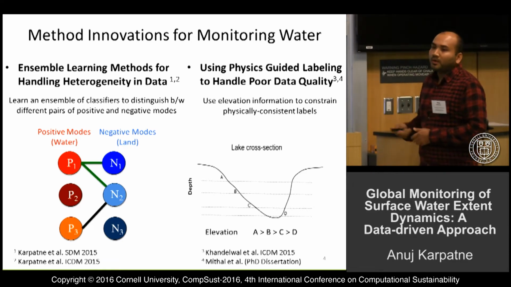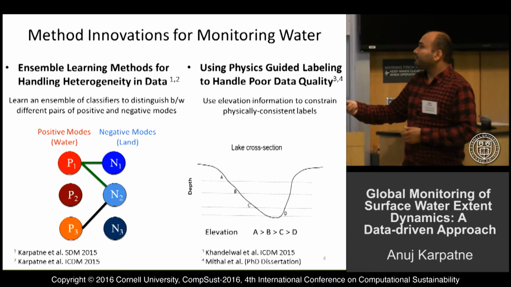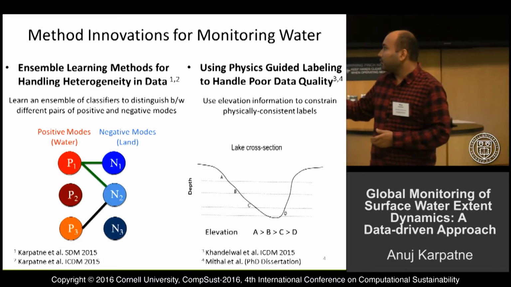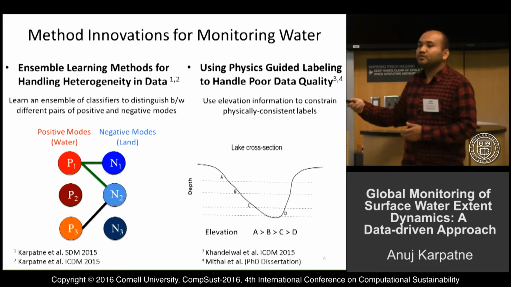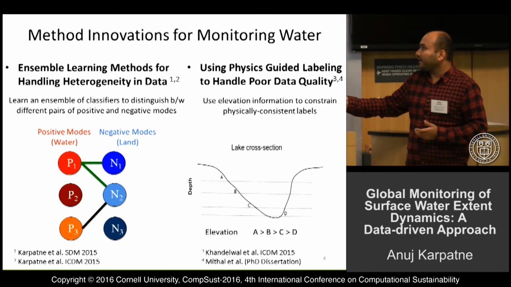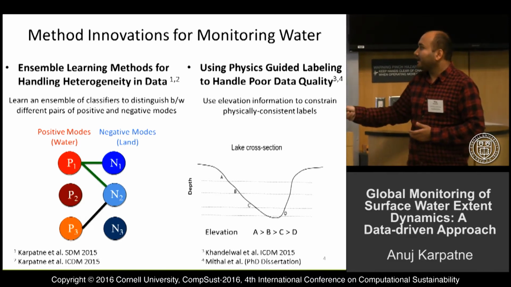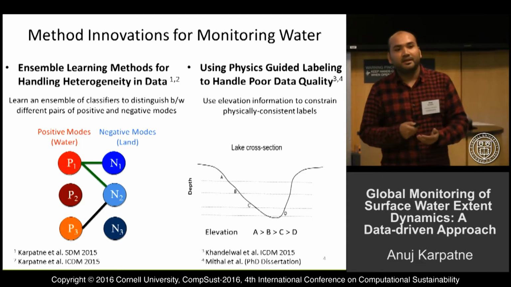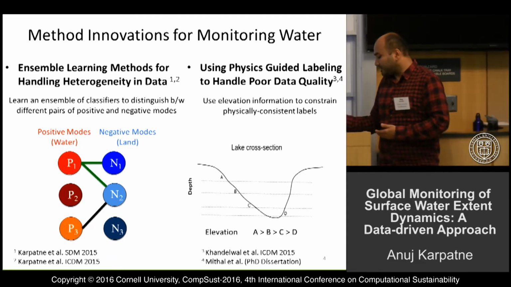To handle poor data quality, we have been using the physics-driven elevation ordering of locations near the water bodies that can be used to impose constraints on the classification labels. For example, if A has been labeled as water and D has been labeled as land, then I know that's not physically consistent, and I can fix such errors.